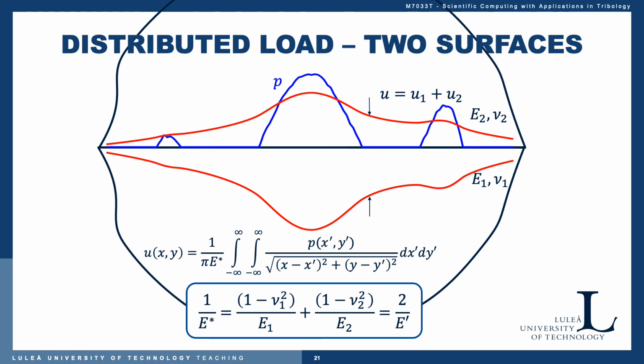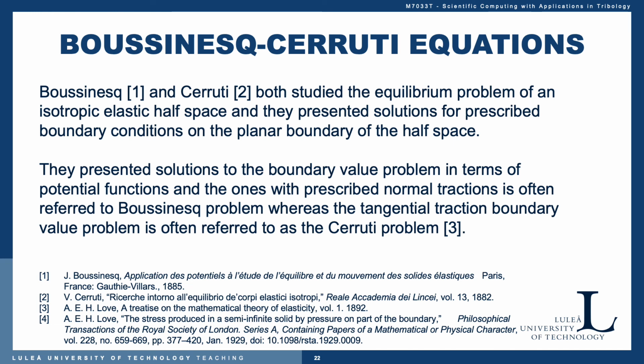The mathematical expression for the deformation and its relation to the pressure was actually found by Boussinesq and Cerruti independently at about the same time. You can see publication list down here is 1885 and 1882 for those works. And normally you find a Boussinesq problem being associated with a boundary value problem when it has prescribed normal tractions on the boundaries of the half spaces, and the Cerruti problem is identified as the one that belongs to tangential traction boundary conditions.